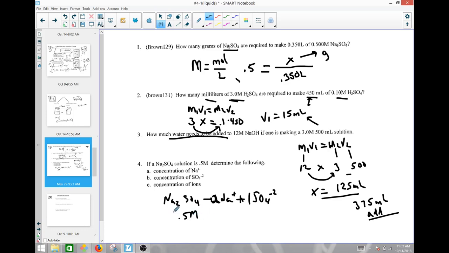We want to be able to look at the stoichiometric ratio. It's a 1 to 2 ratio. So this guy is going to be times 2, because there's 2 of them there, is 1 molar. The sulfate is a 1 to 1 ratio. It's 0.5. And the ions is a 1 to 3 ratio, times 3. So if I dissolve 10 sodium sulfates, how many ions do I get? I get 30. So times 3 is 1.5 moles per liter. Very important skill there.